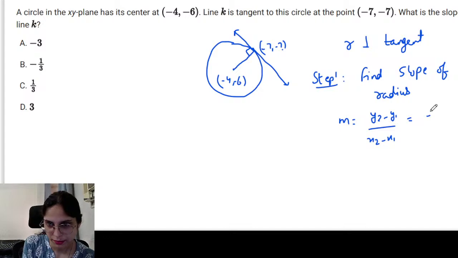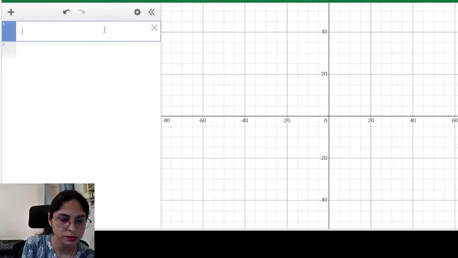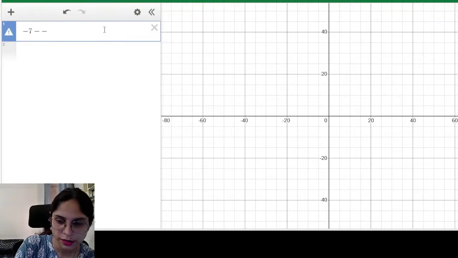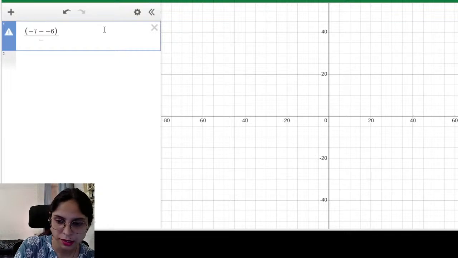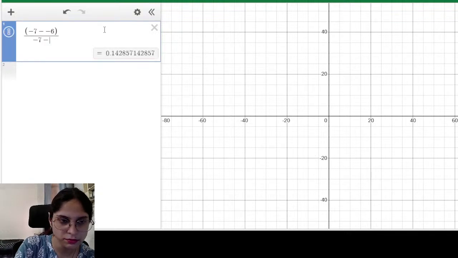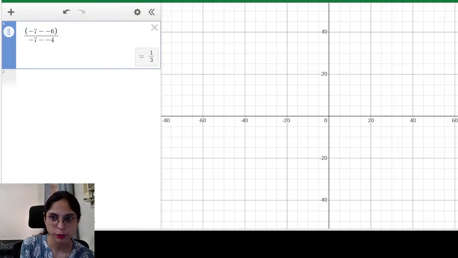-7 minus -6, over -7 minus -4. That is -7 minus -6, divided by -7 minus -4. The slope is 1/3.